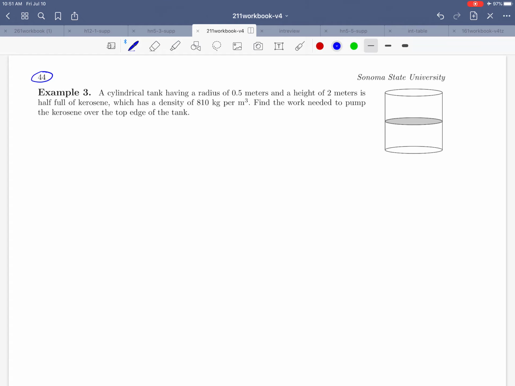So why don't we start by just labeling the dimensions that we've got here. They tell us that the radius of this tank is 0.5, so we could write that in, and the total height is 2. And we've got a tank that's half full here. Now just a word about how we want to think about this problem first.